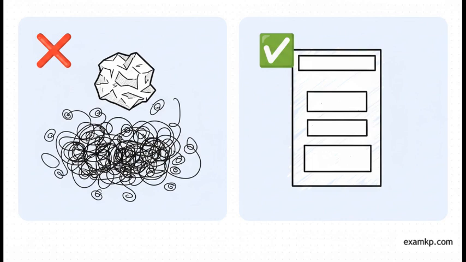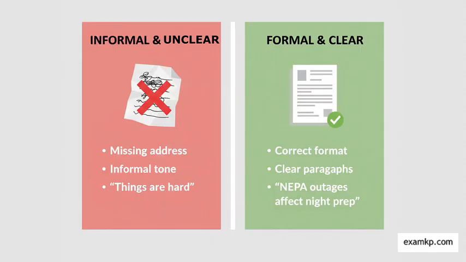Okay, look at the difference. On the left, you see the common mistakes. Forgetting the letter format and losing easy marks right off the bat. But look at the pro approach on the right. It's so simple. First, you nail the format. Address, date, salutation. Then you structure your body logically. One paragraph for facilities, one for teachers, one for challenges. And instead of saying something vague like "things are hard," you get specific and relatable. Like mentioning NEPA issues. See the difference?